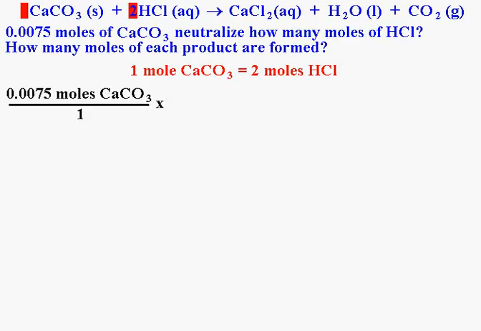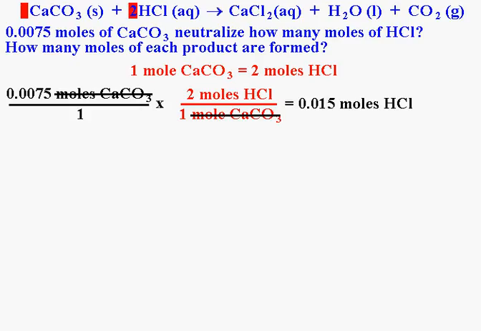So I take the number I know, 0.0075 moles of CaCO3, I put it over 1 to make it a fraction, and then I multiply by 1. But the expression for 1 comes from the conversion relationship. I need moles of CaCO3 to go away, so that means they have to cancel. So 1 mole of CaCO3 goes on the bottom of the fraction, and that leaves 2 moles of HCl on the top of the fraction. When I multiply these two fractions together, moles of CaCO3 cancel, and I'm left with moles of HCl.